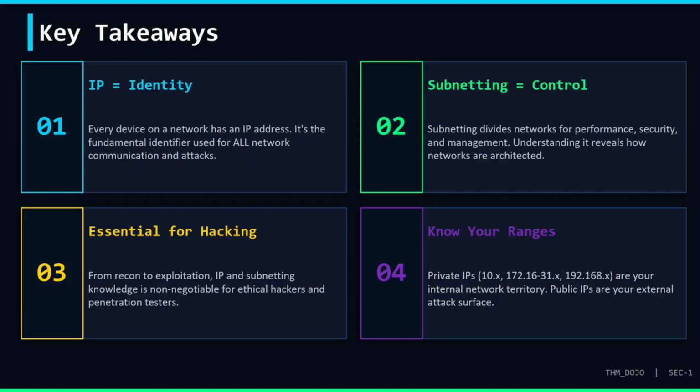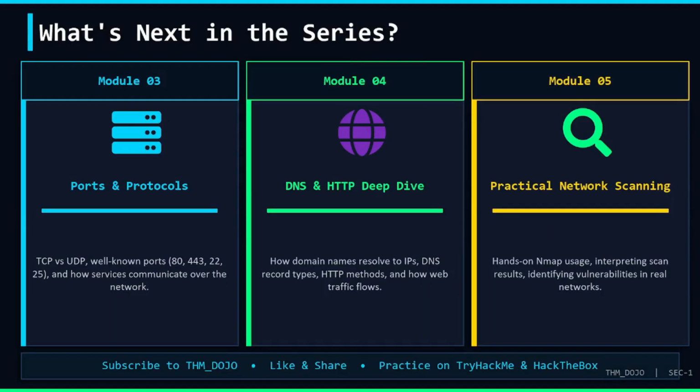Fourth one is know your ranges. Private IP ranges 10, 172, 192 are your internal network territory. Public IPs are your external attack surface.